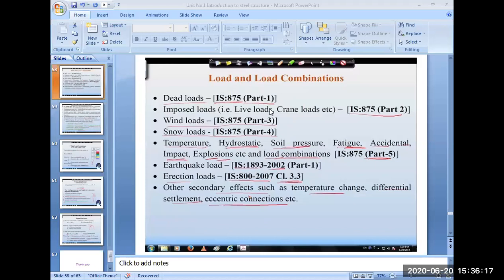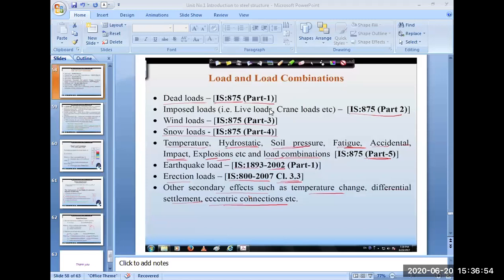Last lecture we started this point. Again, I will brief about load and load combinations. Load is important because under a particular load we have to design the members. That load may be dead load, meaning self weight, or live load, wind load, systematic load, or other types of loads like accidental load, snow load, and hydrostatic load. Different types of loads are there.